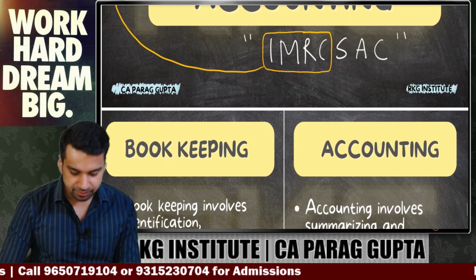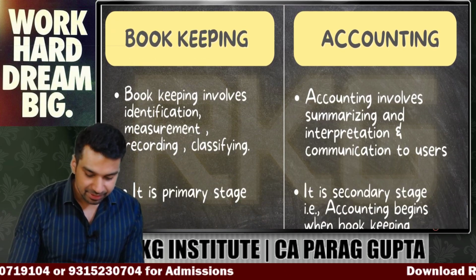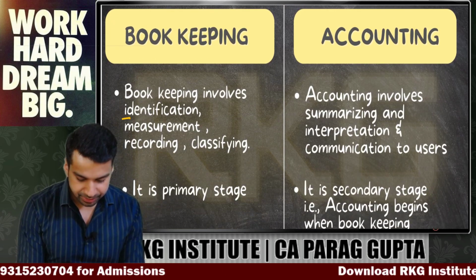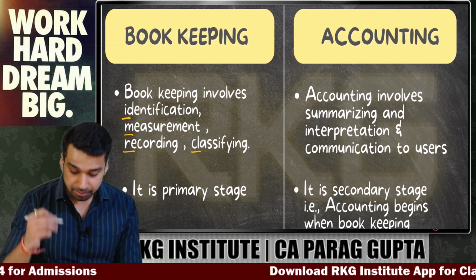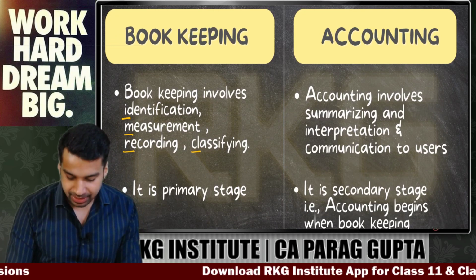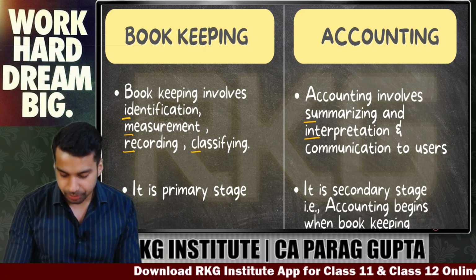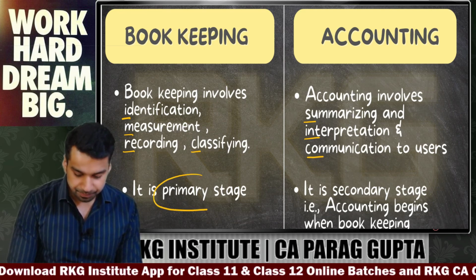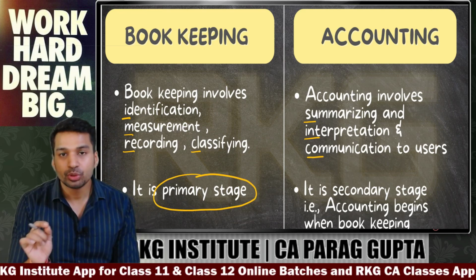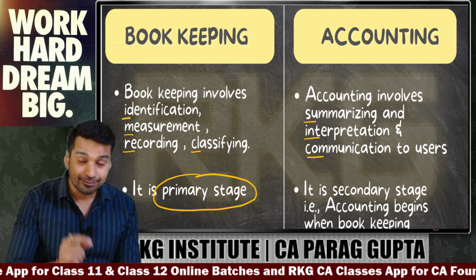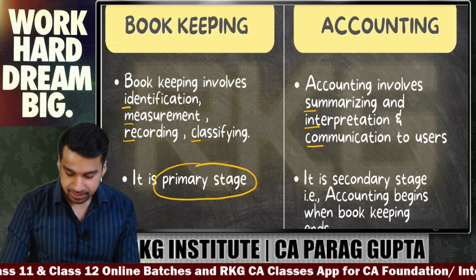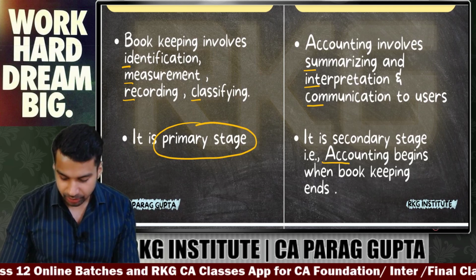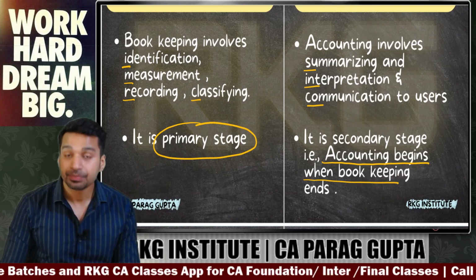So bookkeeping involves identifying, measuring, recording and classifying. But accounting also involves summarizing, interpretation and communication to user. Bookkeeping is a primary stage, that is you have to do bookkeeping first, and when bookkeeping ends, then starts the accounting. So accounting begins when the bookkeeping ends.